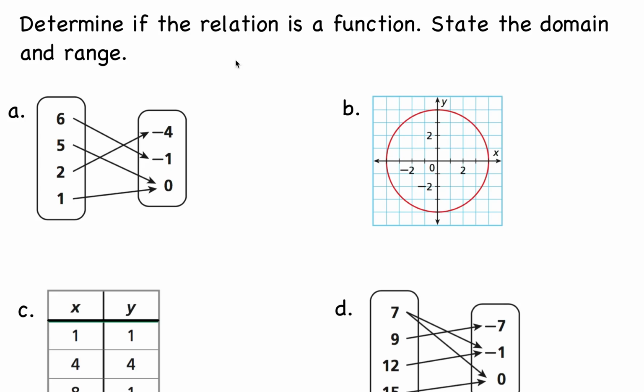To determine if a relation is a function, we want to state the domain and the range. So in this example, when we're looking at the domain, we have 4 different items in the domain, and each one goes to one place in the range. So this one is definitely a function. And I don't think I have that written in here, so I'll go ahead and write it for you. So this one is a function. Now letter B, if you draw the vertical line, we can see that that crosses twice. So that one is not a function.